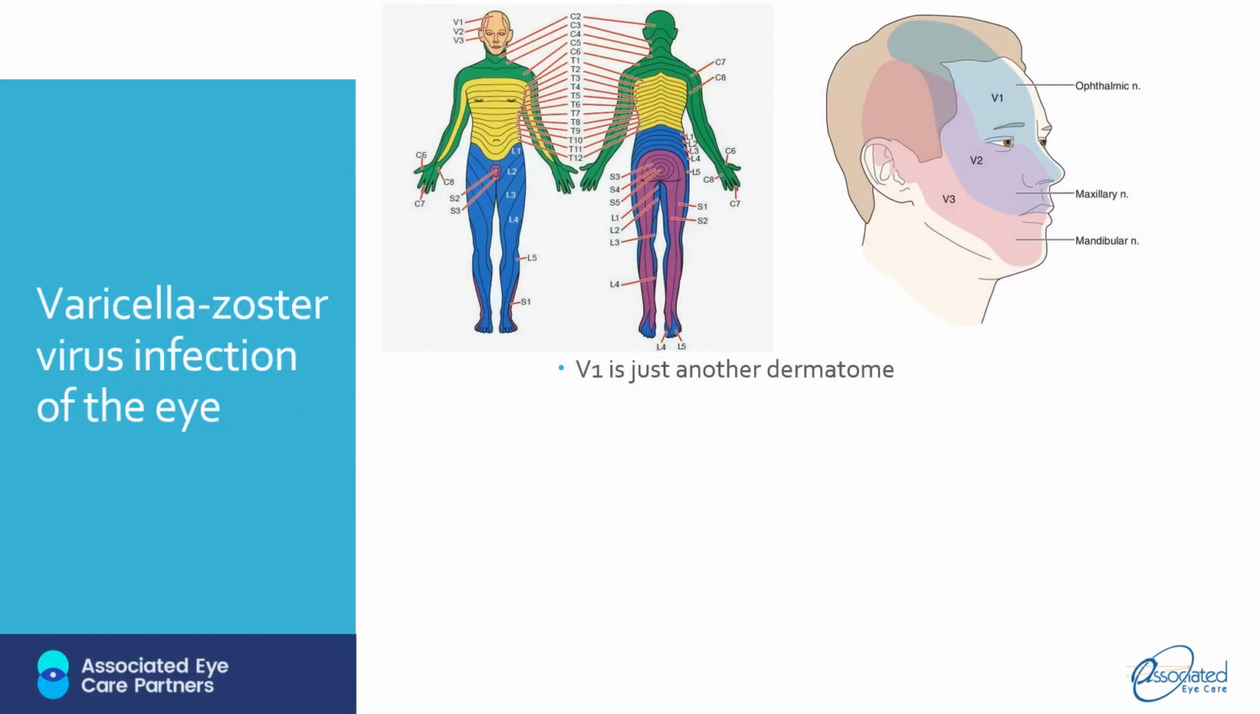So let's switch from herpes simplex to varicella zoster. And the message here is V1 is just another dermatome, right? So here we have this list of all the dermatomes. I'm sure you're very familiar with this map. And V1 is just one of them, right?